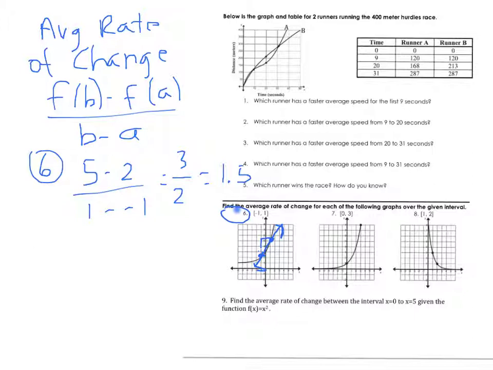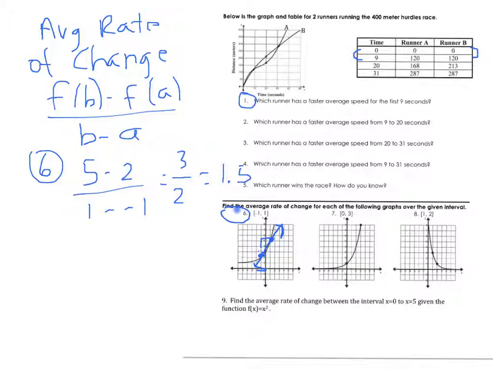If we find the average rate of change between 2 points on these two functions that represent runner A and runner B, the units will always be meters per second in this case. You can see on number 1 that the average rate of change is going to be the same, 120 divided by 9 seconds, because 120 minus 0 is 120 divided by the difference of 9 minus 0. And so those are going to be the same.